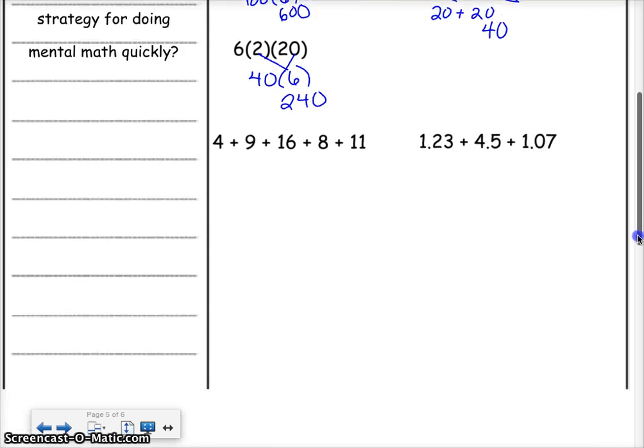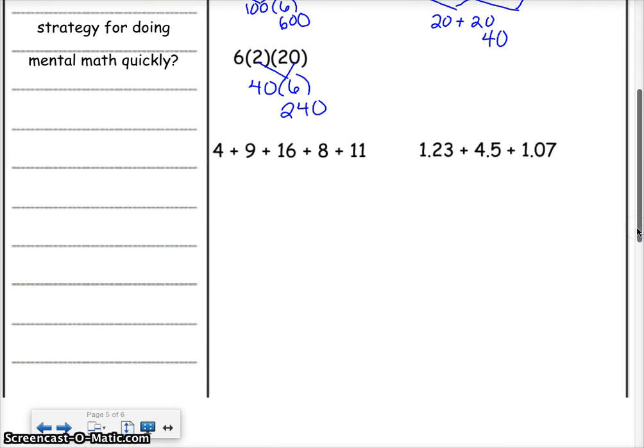And then, look at this. Look down here. 4 plus 9 plus 16 plus 8 plus 11. You're trying to end in a 0. So a 4 and a 6 would give me a 0. What else? 9 and 11. 9 and 11 would give me a 0. So this is 20. That's 20. So that would be 40 plus my leftover 8 would be 48. Okay?